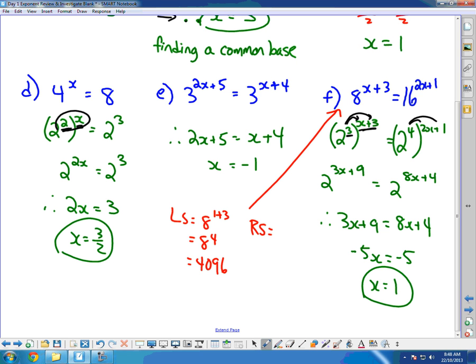Okay. On the right-hand side, we had 16 to the 2x, so it's 2 times 1 plus 1. That's 16 to the power of 3. And without even asking anyone, I knew the answer was 4,096 because I know my 16 times tables.